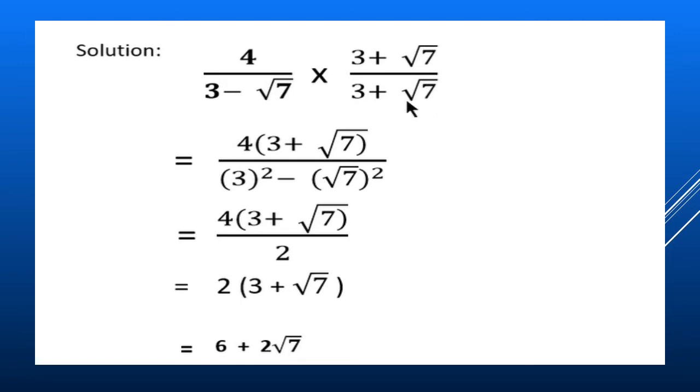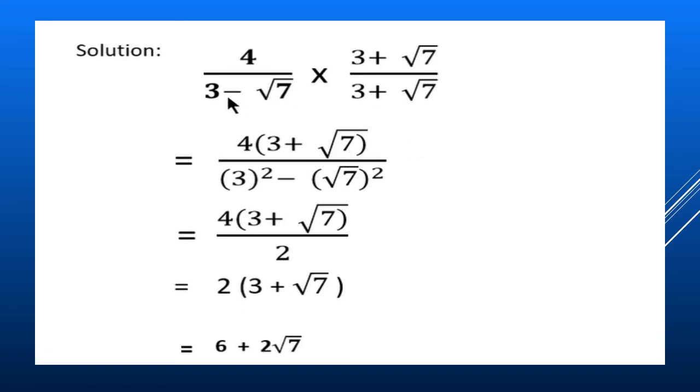Now you can see here that this fraction, its value is equal to 1. So in other words, we are not changing the value of the given fraction, we are just multiplying it by 1. And let's see what we get in the next step. So in the next step, we are multiplying the numerator in this fraction with the numerator here. So we will multiply 4 with this 3 plus root 7. So we're keeping 4 outside and 3 plus root 7 in a bracket.